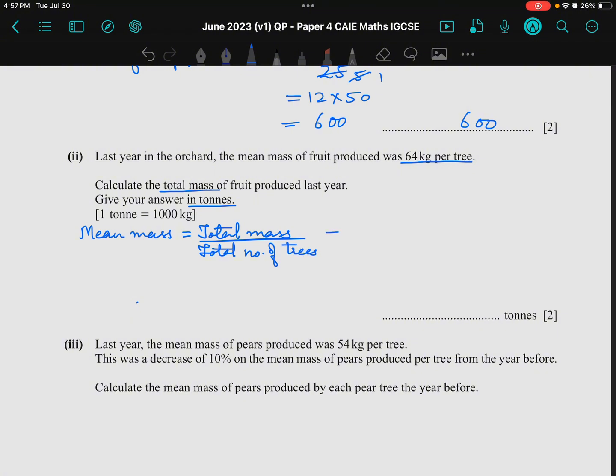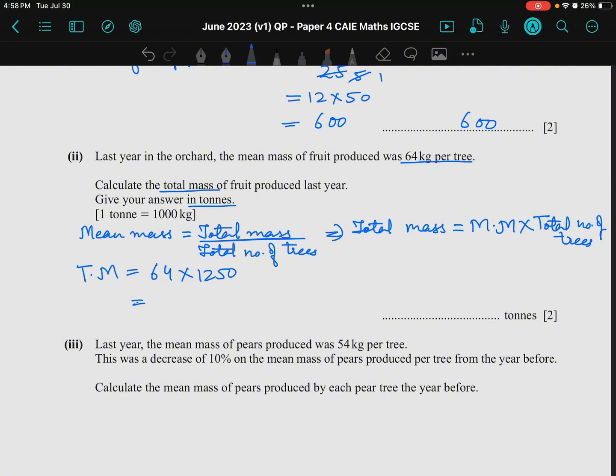So it implies, since we have to calculate the total mass, it is equal to the mean mass times the total number of trees. This is the formula for total mass. So total mass Tm is equal to, what is the mean mass? 64 into what is the total number of trees? 1250.